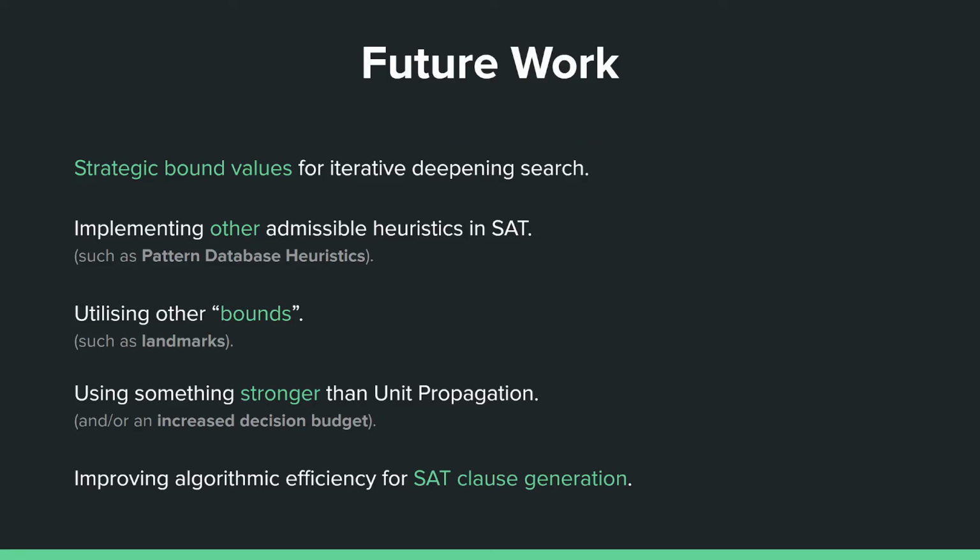This idea can be expanded in many different ways, such as more intelligent ways of changing the bound, or implementing other heuristics in SAT, or even utilizing different bounds than just the search horizon. Something stronger than unit propagation could prove to be useful without increasing the overhead too much. And finally, there could simply just be a better way to generate these SAT clauses, as there exist other encodings than what we've used here.